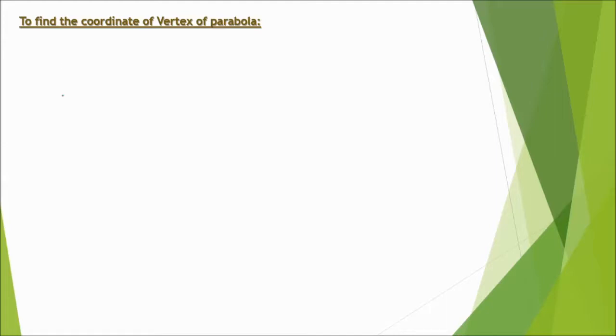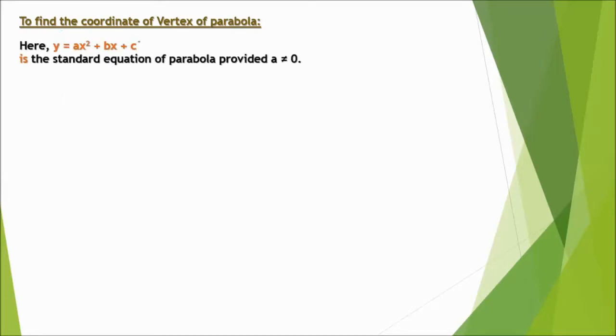To find it, we have to consider this. This is the standard equation of a parabola, provided a is not equal to 0, and this is our equation 1. We have to take another equation of the parabola in a different form, the vertex form. Actually this first one is not a vertex form, it is simply the standard equation of a parabola. To find the coordinate of the vertex, we have to take that same equation of the parabola in vertex form.